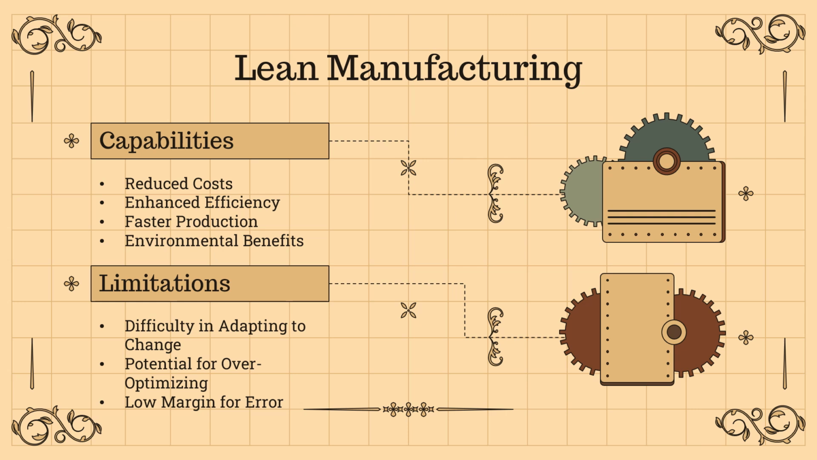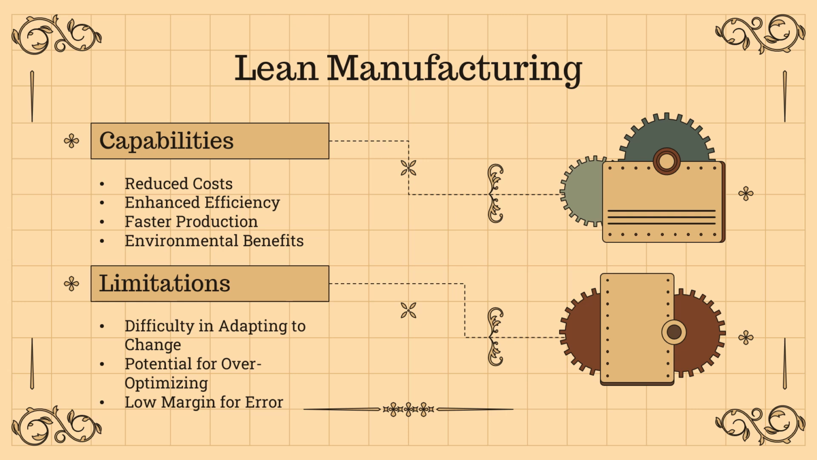Lean manufacturing has several capabilities, including reduced costs, enhanced efficiency, faster production, and environmental benefits. This is because by reducing the amount of product and machinery and human manpower that you're using in the production process, you are spending less money, there's less steps, so your product is able to get made faster, and the environment is receiving a lot less trash and waste from your manufacturing.